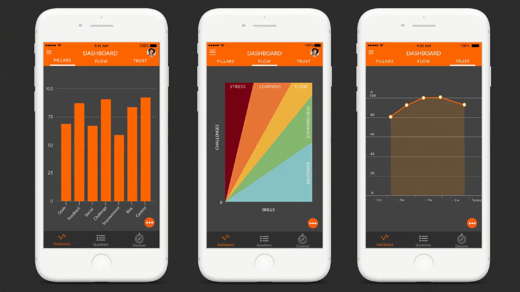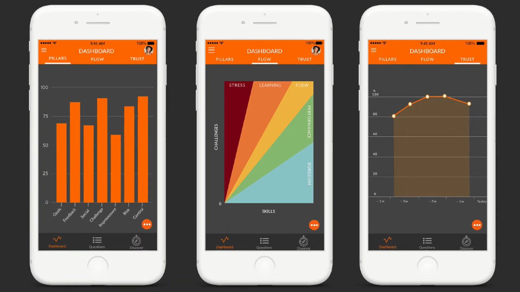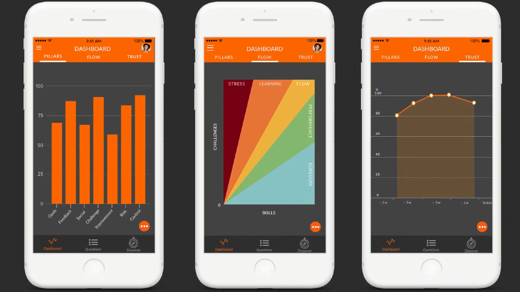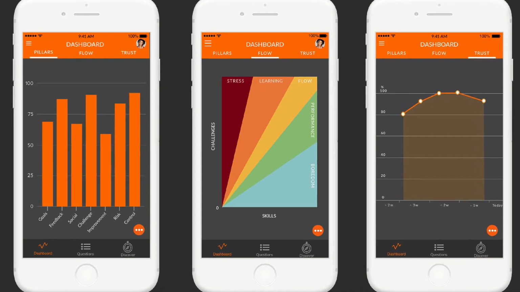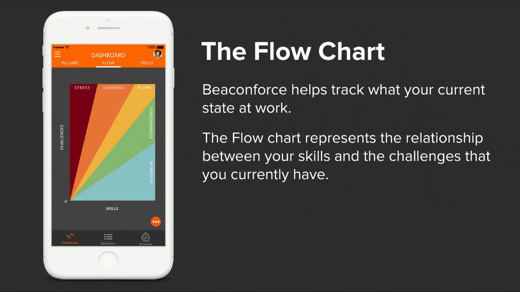I'm going to take you through the Beaconforce Dashboard, which is a visual representation of how you perceive your environment, how you perceive your intrinsic motivators, how you perceive your stress. We're going to start with flow state. And flow is typically known as being in the zone. This happens when your challenge levels and skill levels, based on your perception, are aligned.